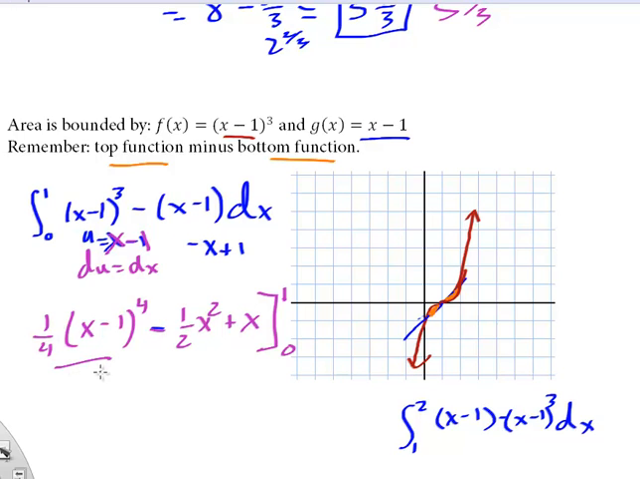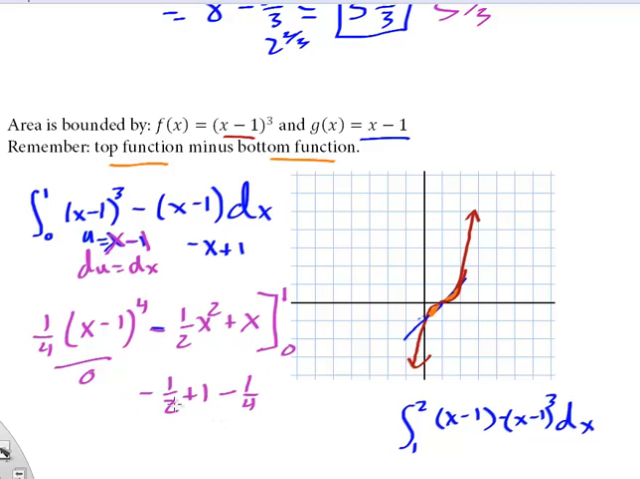At 1, this whole thing is 0. At 1, this is minus 1 half. At x equal 1, this is plus 1. At 0, over here, you got to be careful. At 0, we're going to be left with a 1/4 and a negative 1 to the 4th. So we're going to subtract off the plug and chug of 0, and we're going to get 1/4 times a negative 1 to the 4th. So we're going to get minus 1/4 there, minus 1/4 there.